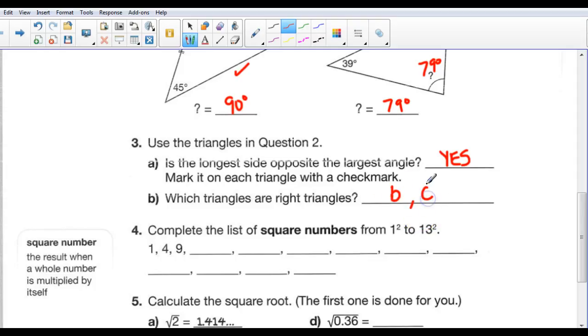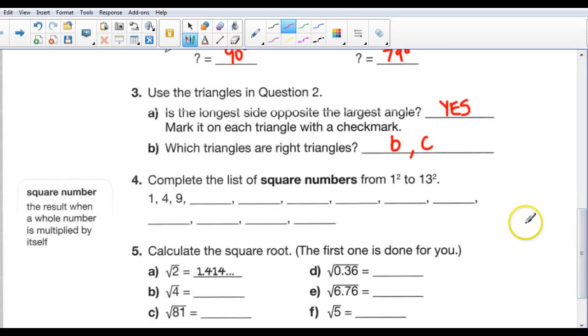B and C are right triangles because they've got one angle that adds up to 90. Complete the list of square numbers from 1 squared to 13 squared. Obviously, this is leading into the Pythagorean theorem.